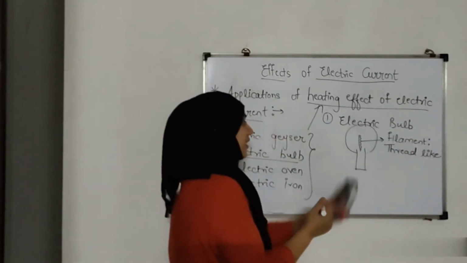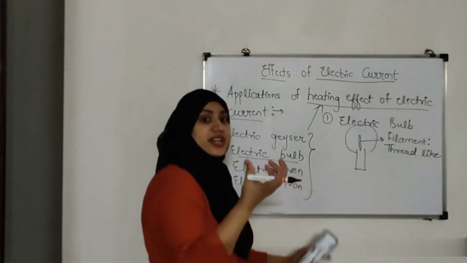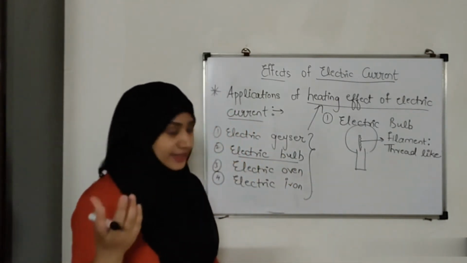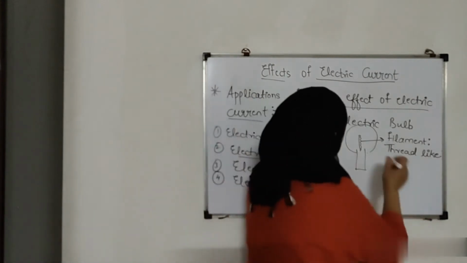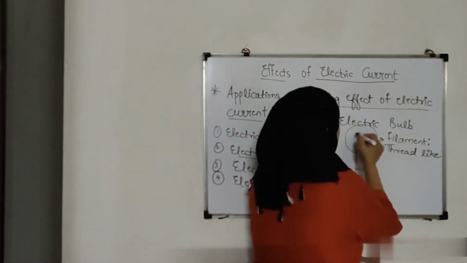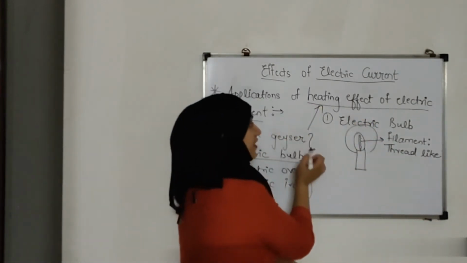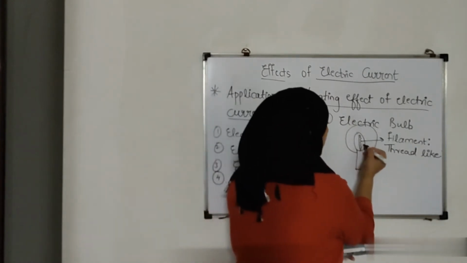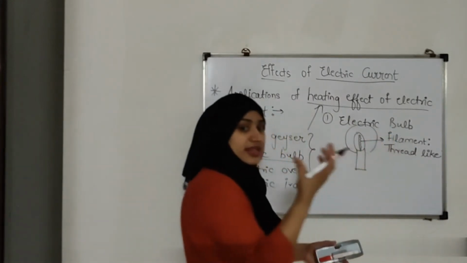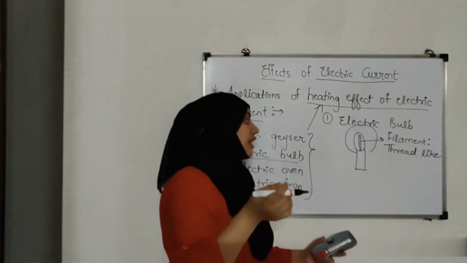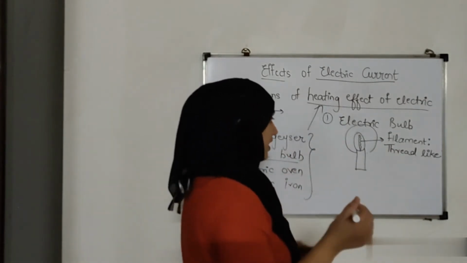Now current is passing. How is it giving us light? Because of that current, it starts heating up. That is the heating effect of electric current. And because of that it glows, light comes. So that is due to the heating effect of electric current.